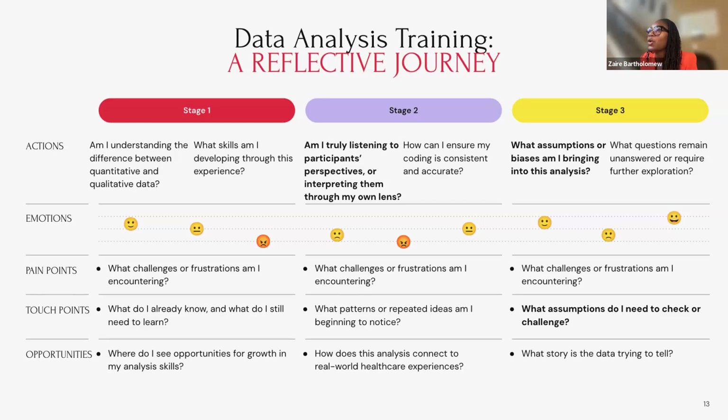And so I really want to hone in on these questions that I have here bolded, because these were the 3 questions that we constantly went back to and still go back to today as we're in our manuscript writing phase when it comes to a collaborative process. So, am I truly listening to participants' perspectives or interpreting them through my own lens? What assumptions or biases am I bringing into my analysis? And what assumptions do I need to check or challenge? And so these 3 questions were our grounding and guiding principles as we went through our coding, as we went through our thematic analysis, and as we are going through our manuscript writing right now.